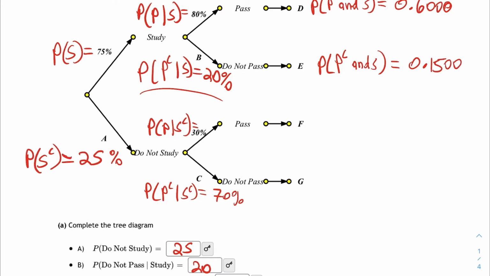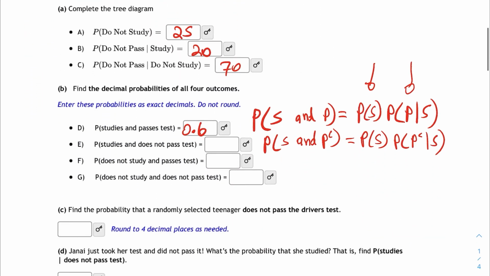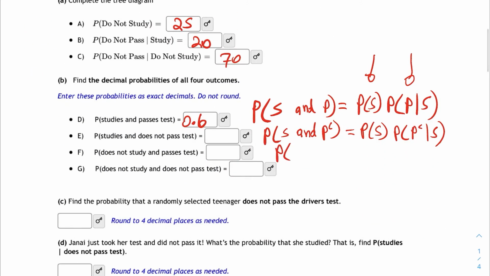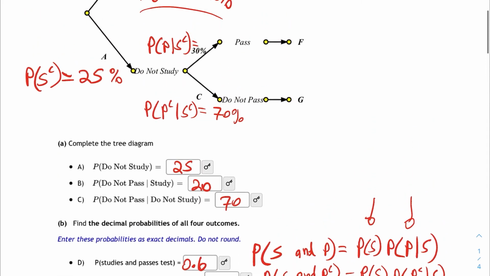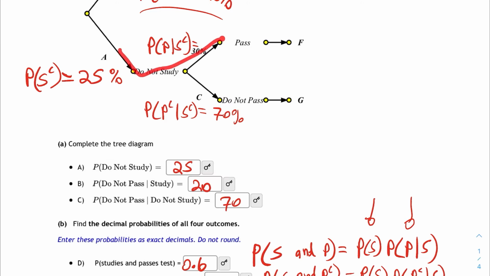All right, and then the next one, let's see. That's the probability of not studying, did not study, and passing the test. So that's the probability of not studying times the probability of passing the test given that you did not study. And that's just that second branch down here, but the top branch of the second one. So passing given that you didn't study. So that's 0.25 times 0.3. 0.25 times 0.3 is 0.075.